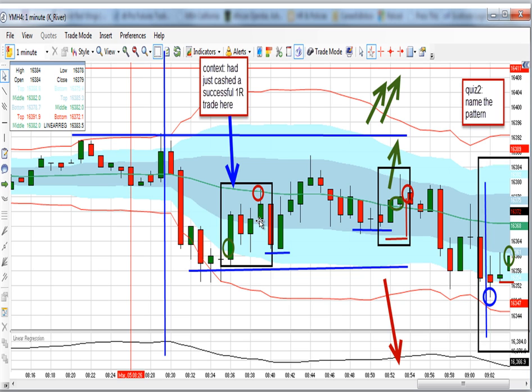This is that trade here, and we've got actually the first trade and now the second trade, the 1.5R trade in here. And now the third trade in this series is a quiz. It's called Name That Pattern.